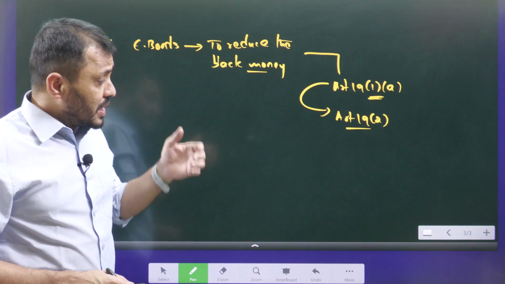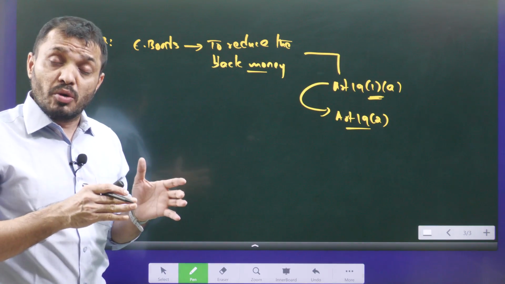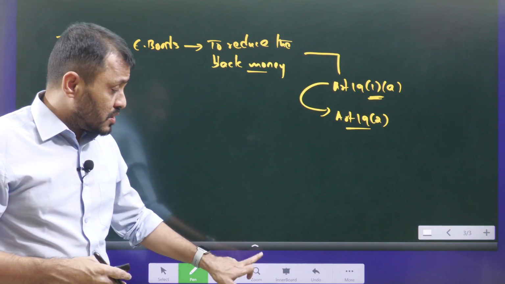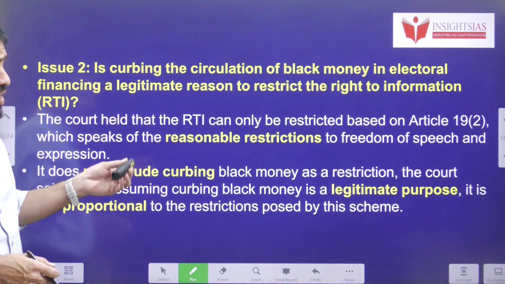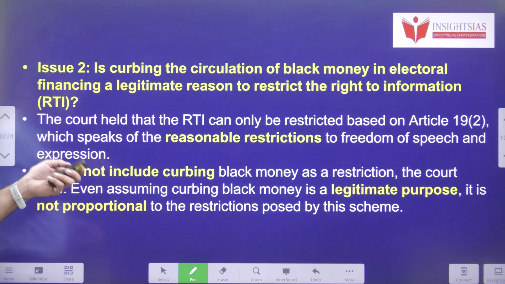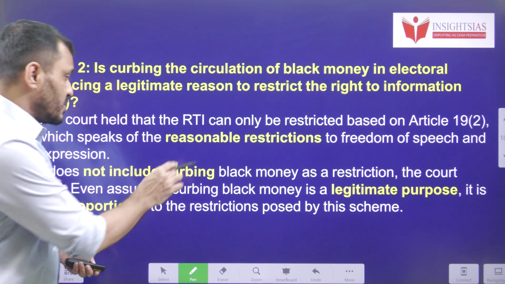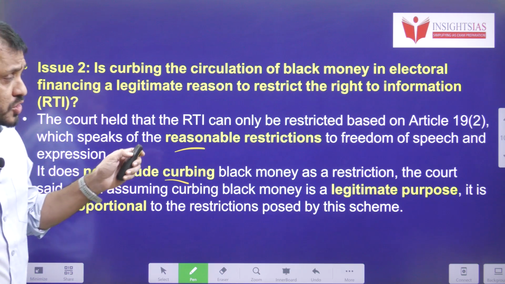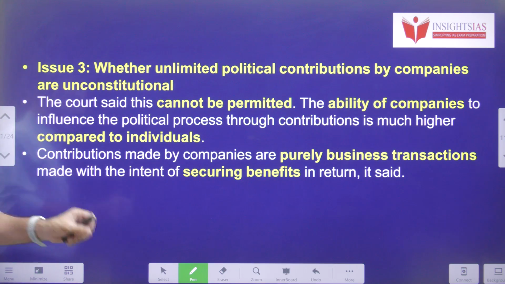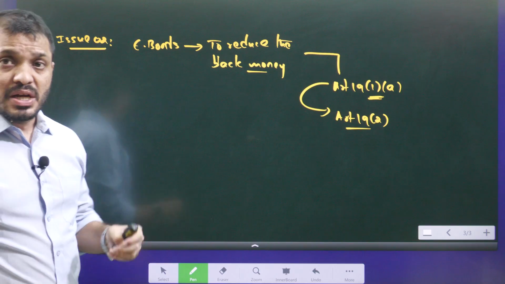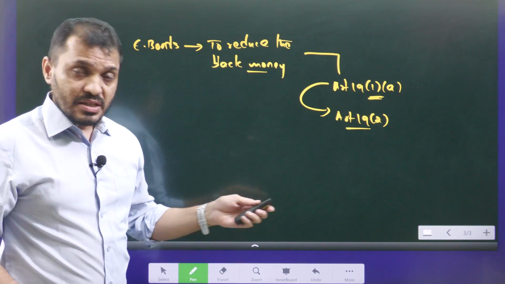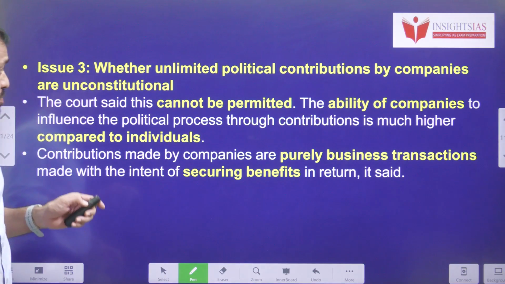For example, you can make a law that no party should get more than 20,000 in anonymous deposits. Initiatives like that can also improve transparency in political funding. You can put reasonable restrictions. But in the name of reducing black money, you cannot put a restriction on Article 19(1)(a), because the trade-off you would like to achieve does not have a proper cost-benefit ratio. That is what the Supreme Court observed.